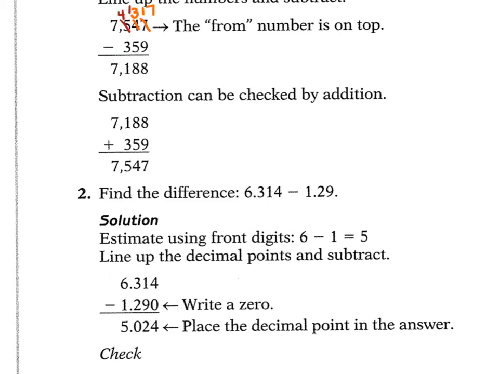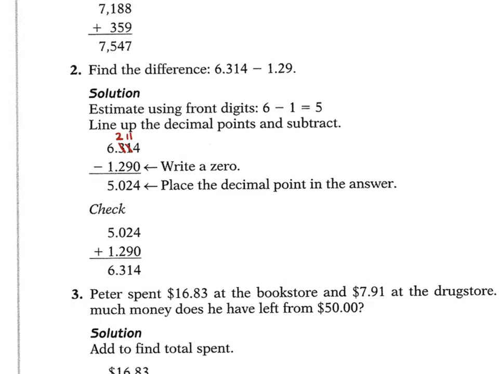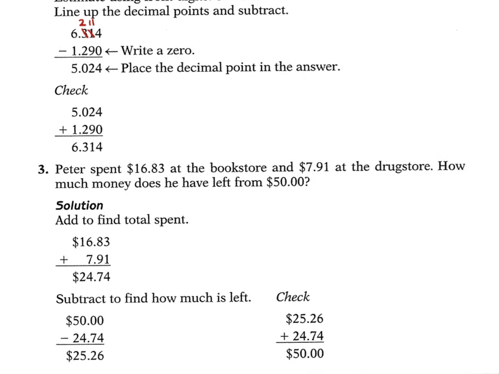So if we look at this next example 2, it's the same exact thing. So the 4 minus 0 is 4. The 1 you cannot subtract 9 from, so that's going to become 11, making the 3 a 2. So then you can do 11 minus 9, which is 2, and then 2 minus 2 is 0, 6 minus 1 is 5, so it's 5.024.